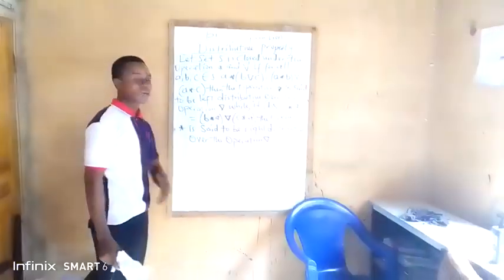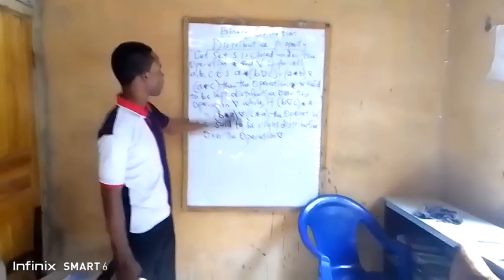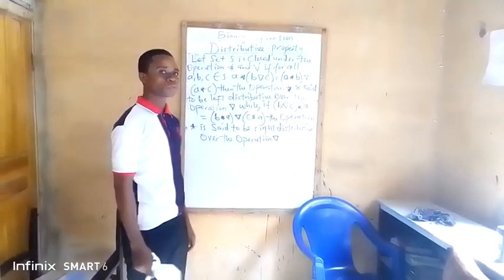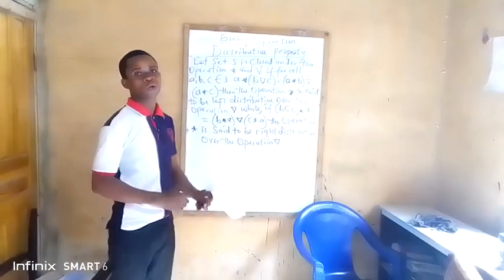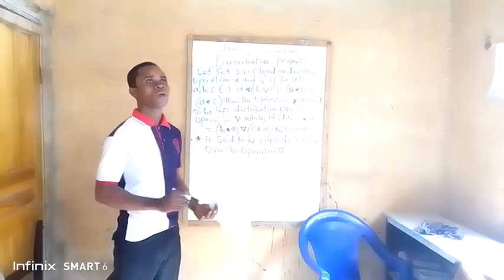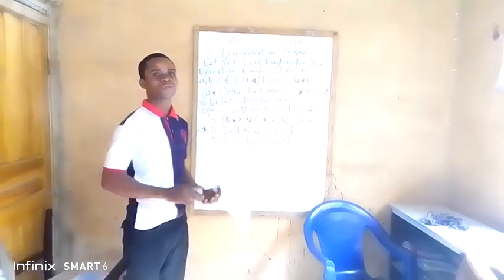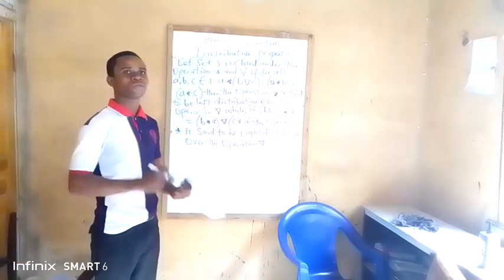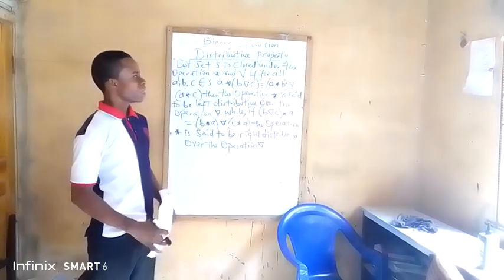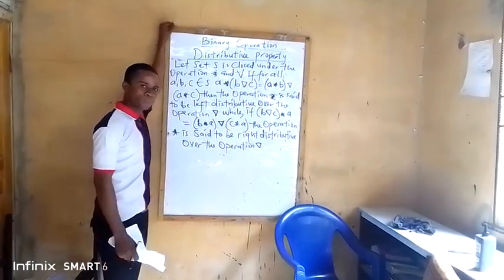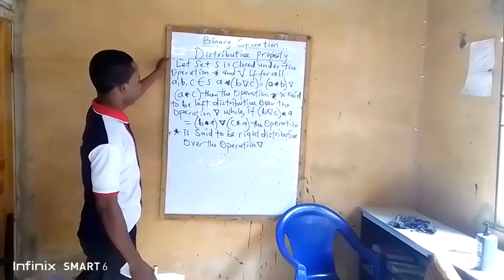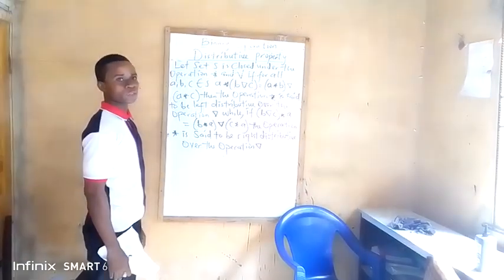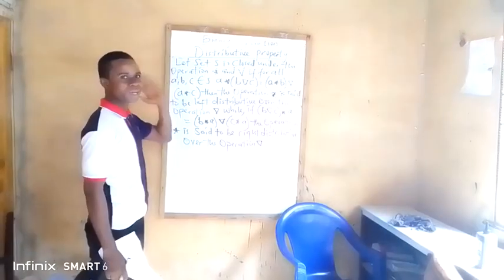Like I said earlier, these are other properties under the binary operations. We have many properties under the binary operation. We have the closure property, the associative property, the commutative property, the distributive property, the inverse, and the identity. Now we want to talk about the distributive property. Let's check through this information under the distributive property for clarity.